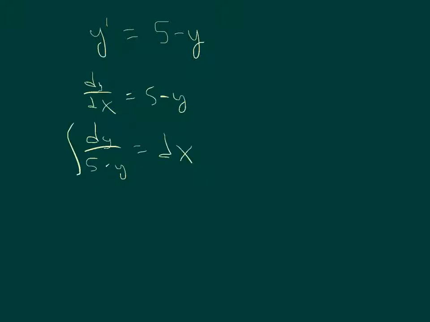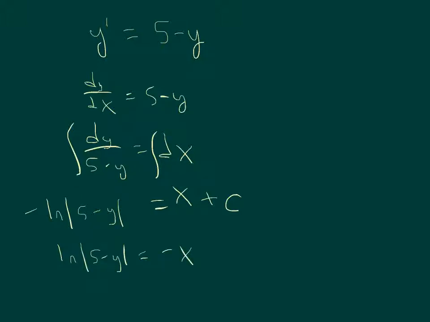We anti-differentiate both sides. We get x plus c on the right side. On the left side, we get negative natural log of the absolute value of 5 minus y, and the negative's there because of the chain rule. We can then multiply both sides by a negative and get the natural log of 5 minus y is equal to negative x plus c, because negative 1 times c is also a constant. We can then say that the absolute value of 5 minus y is equal to e to the negative x plus c, which simplifies to c e to the negative x.